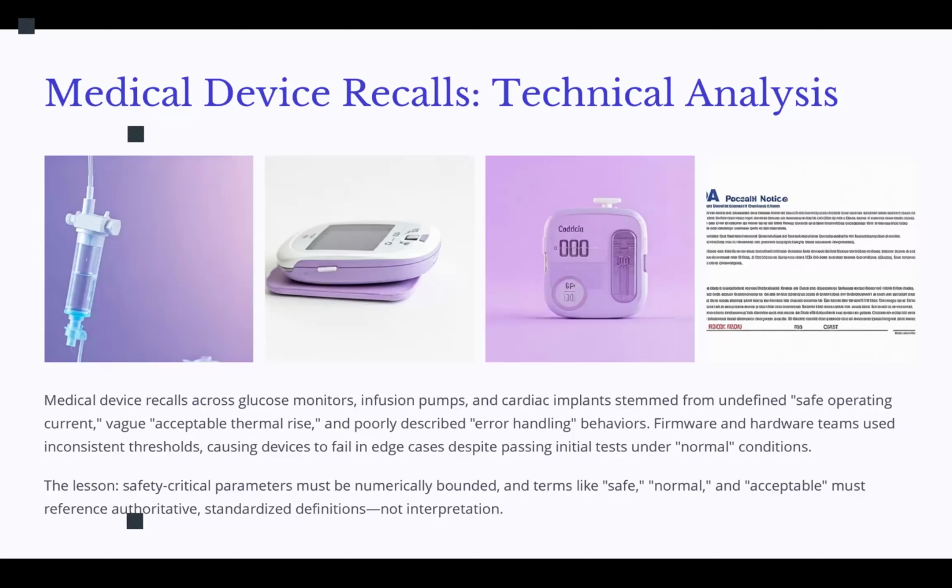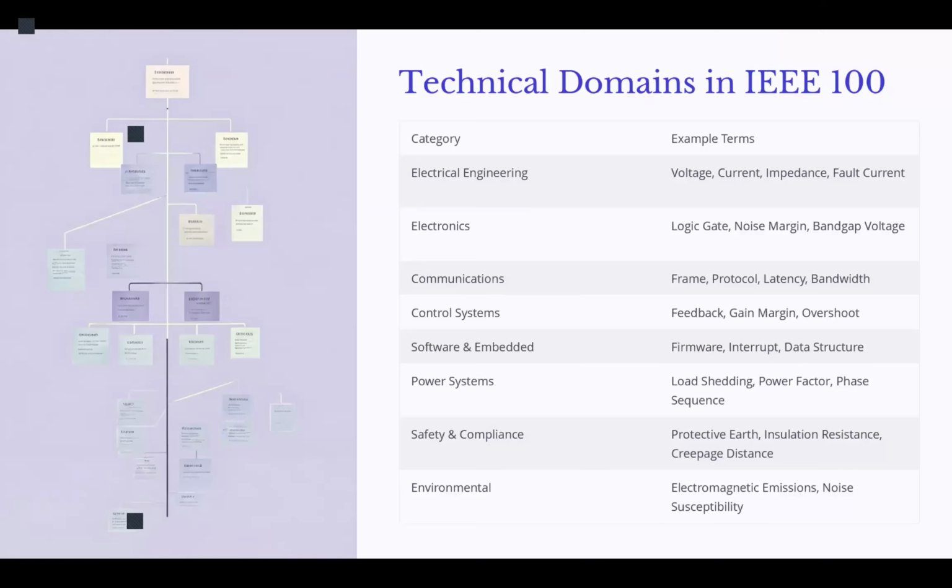For example, what are the categories? What are the domains in IEEE 100? The first one is electrical engineering. This is the general domain. The terminology in that category is used for all the subdomains of electrical engineering. Then we have several terms that have different meanings in electronics, communication, control systems, software and embedded systems, power systems, safety and compliance, and even environmental conditions. These are the categories where the same word could mean different things. So you need to pay attention to when and in which category you want to use that terminology, and whether it is categorized in IEEE 100. If it is, you need to pay attention to that.